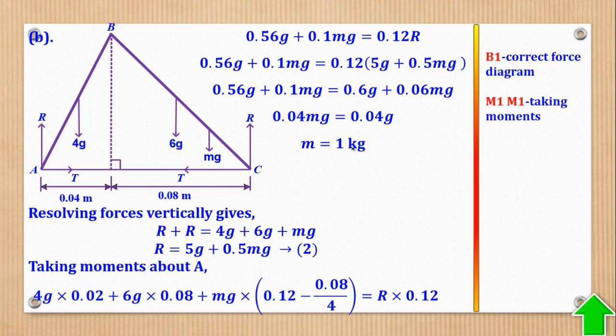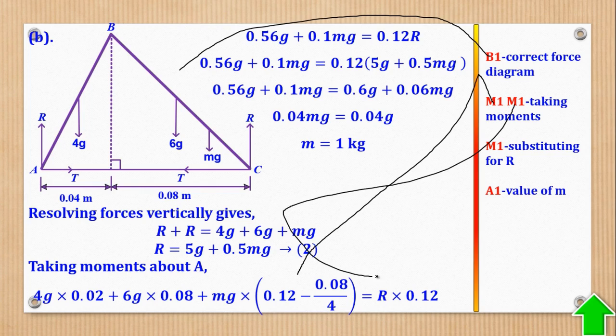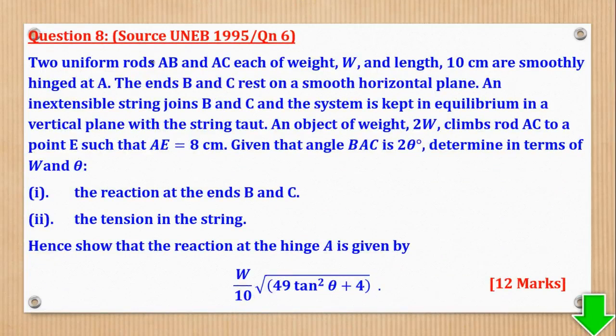Now let's see how marks can be awarded. So B1 is for the correct force diagram, M1 for taking moments here and also here. Then M1 for substitution of R, A1 for the value of M. So that was question 7. Now we shall go to question 8.